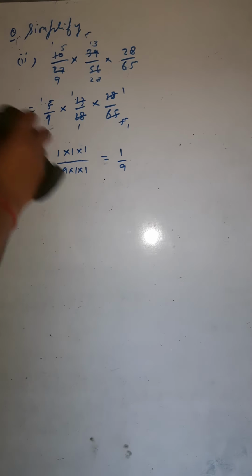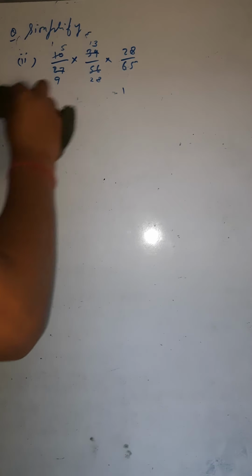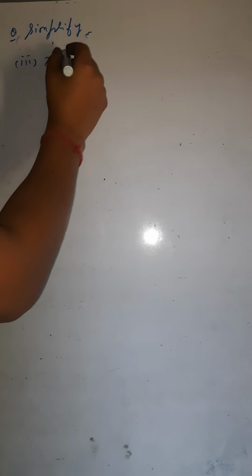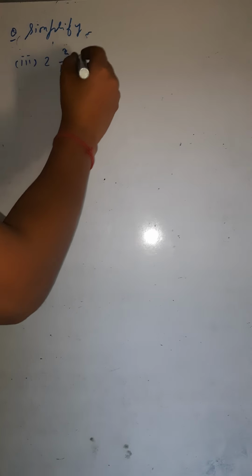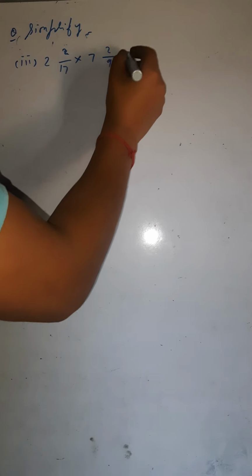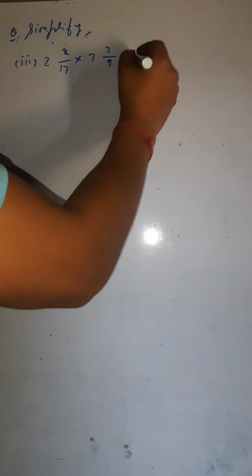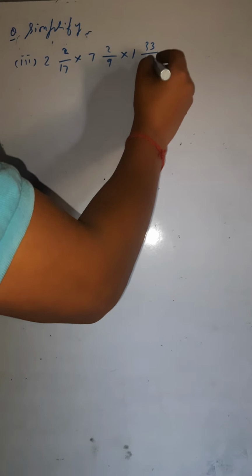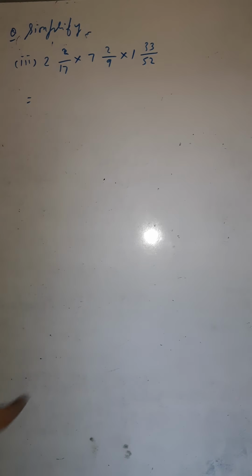Okay. One more question I am giving you. Note this down. Question number next, that would be the third one: 2 whole 2 by 17 multiply 7 whole 2 by 9 multiply 1 whole 33 by 52. Okay. First simplify it, then again you can cut there.